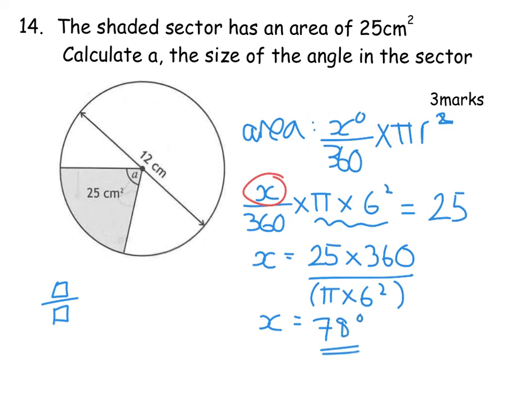Okay, so remember, typing it in is the important bit. If you're using the fraction button, it's definitely the easiest. If you're not doing that, you have to put a bracket around the pi times 6 squared. Otherwise, the calculator will do the top line divided by pi and then times the whole thing by 6 squared, which is wrong. Also, look at the 78.